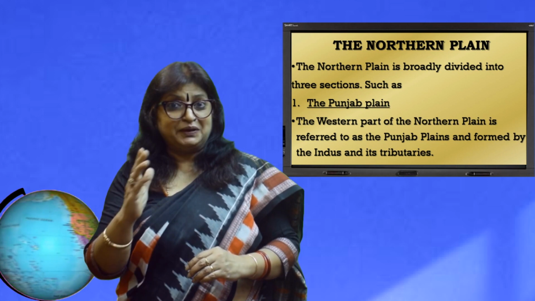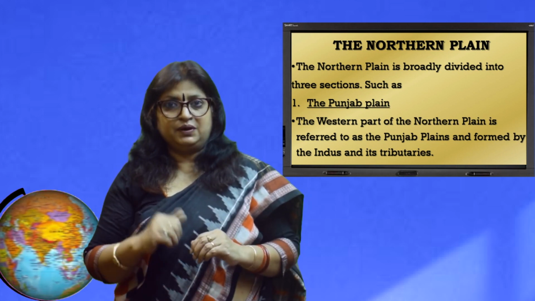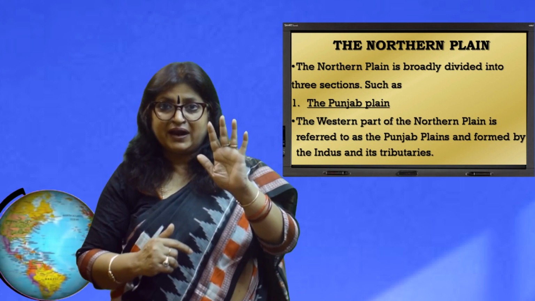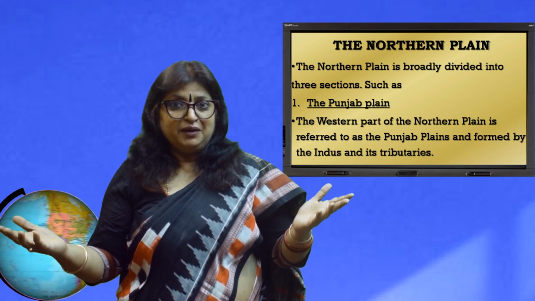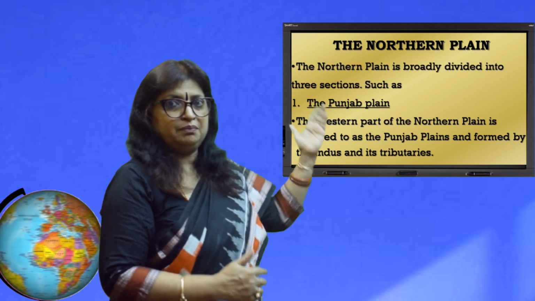Thus, Punjab got its name. That is Punjab. Panj meaning five. So, this land is formed by five rivers. So also the name, that is Punjab. So, here we have discussed the Punjab plain.